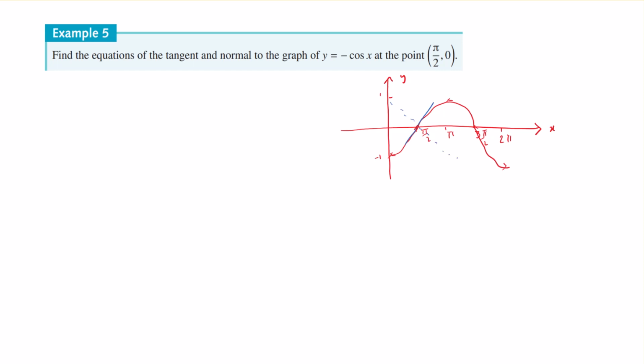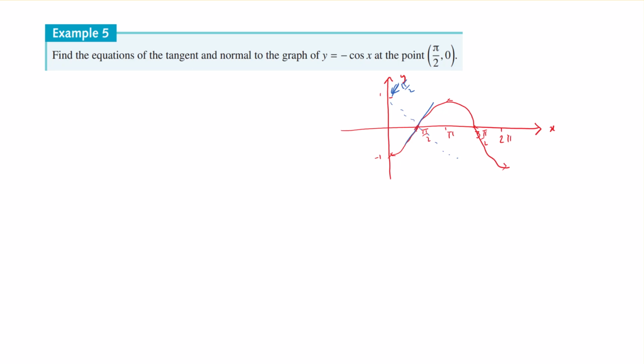Again, my scale's not that great, but that intercept there, even though it says 1, is going to be π/2 because it's at 45 degrees. So the equation for that one is y equals negative x plus π/2. But let's just do it the long way first of all.